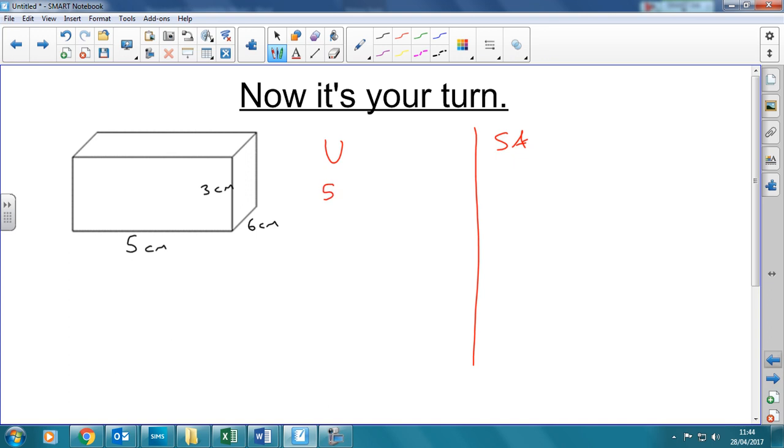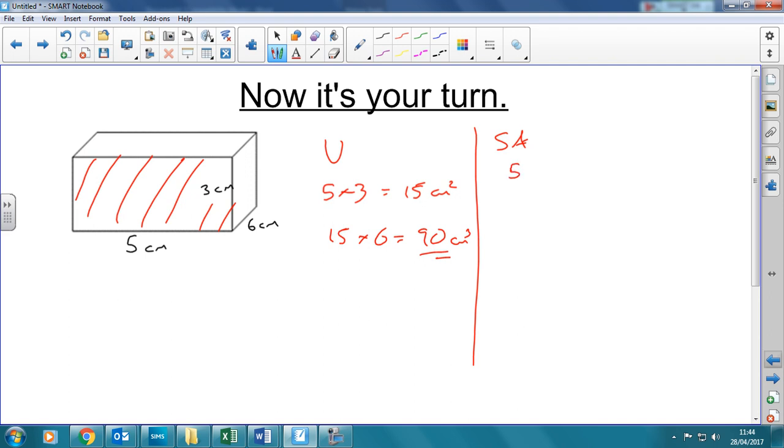So this one was 5 times 3, which gives you this area here, and that equals 15 centimetres squared. Then you can do 15 times by 6, which equals 90 centimetres cubed. So well done if you got that one. Okay, so then we're going to do our 6 sides. So the front and the back is going to be 5 times 3, which equals 15, as we said a second ago. Then we're going to times that by 2, and that makes 30 centimetres squared. The one on the side is 3 times 6, which equals 18. Then we're going to double that. That's going to be 36 centimetres squared.